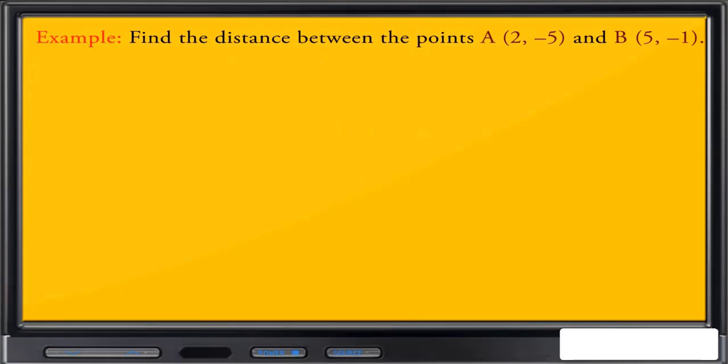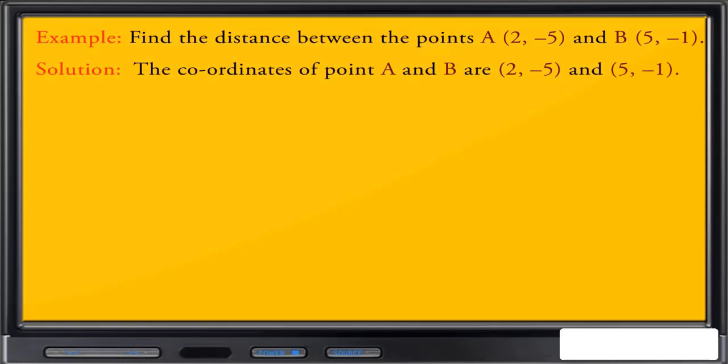Let us take an example. Find the distance between the points A and B whose coordinates are 2, minus 5 and 5, minus 1. The coordinates of point A and B are 2, minus 5 and 5, minus 1. Here, x1 is equal to 2, x2 is equal to 5 and y1 is equal to minus 5, y2 is equal to minus 1.